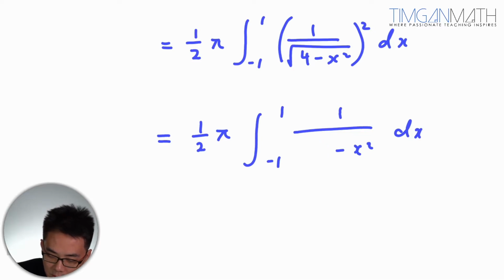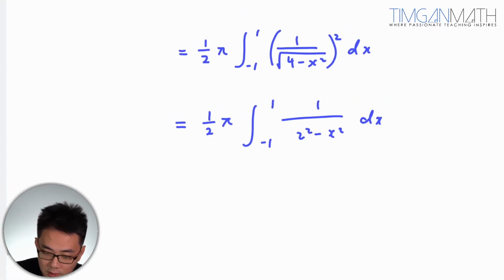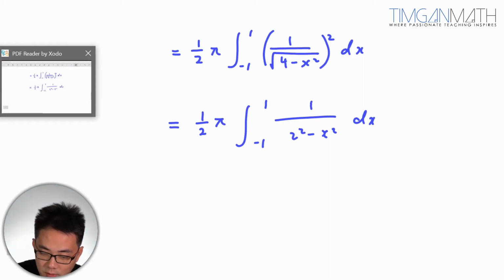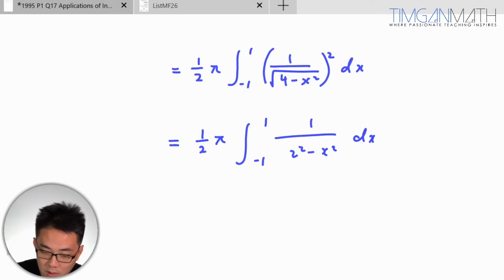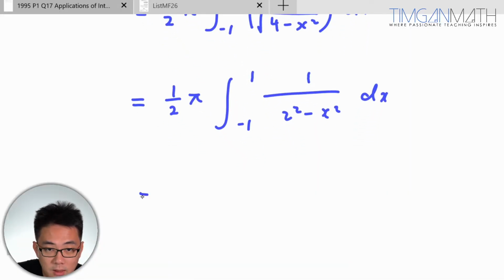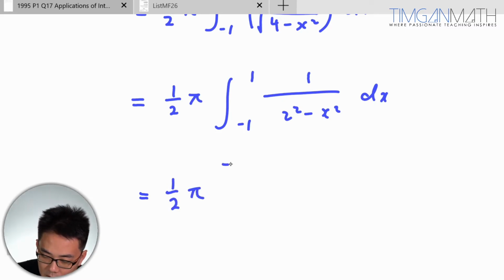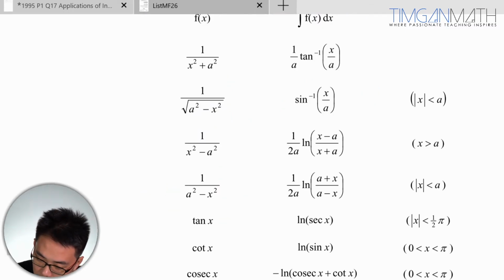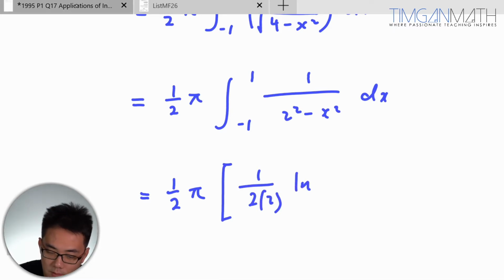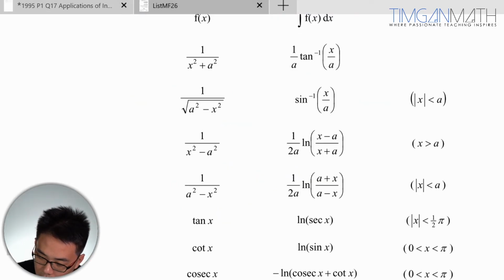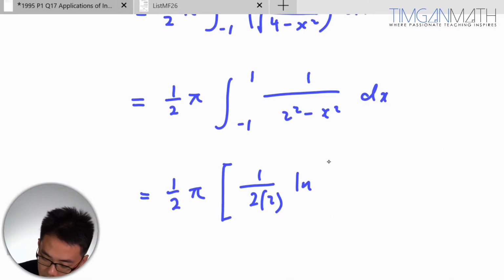Similarly, I'm going to put this as 2 squared, and I'm going to use my MF26 to tell me which formula I need to use. I ought to use the second one, where mod x is less than 2. So in this case, we're going to get half pi, ln, is it 1 over 2a? a is 2, right? So this is 1 over 4, ln of (2 plus x) over (2 minus x). Great.